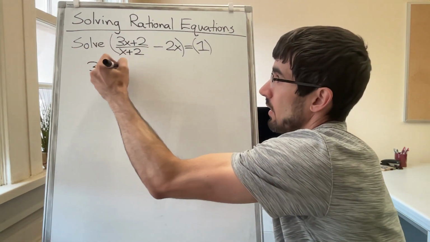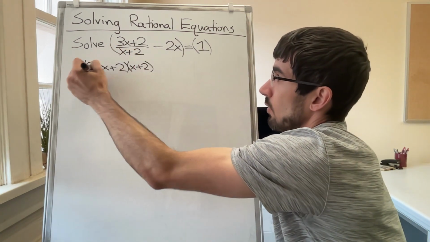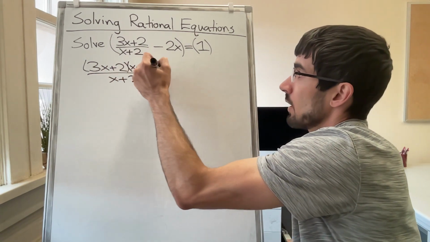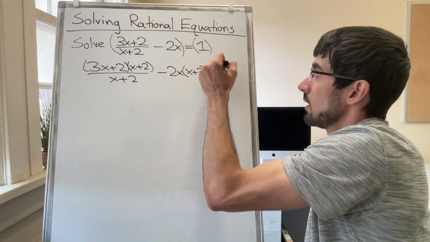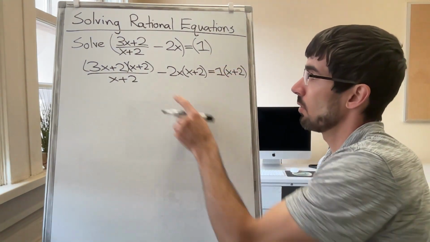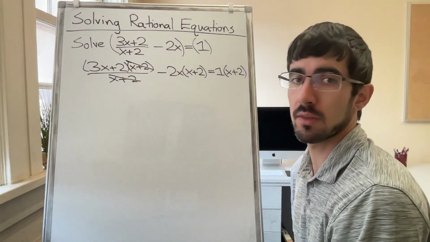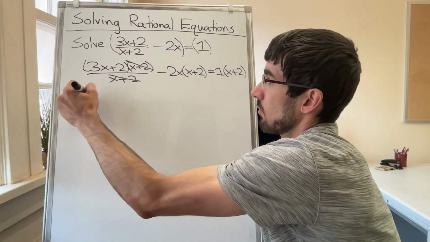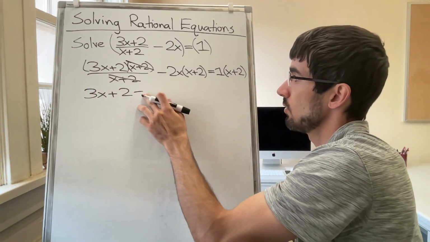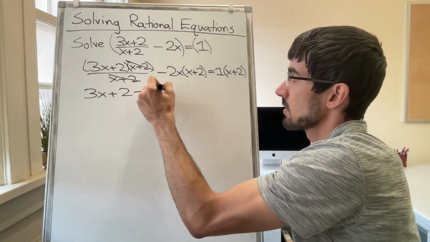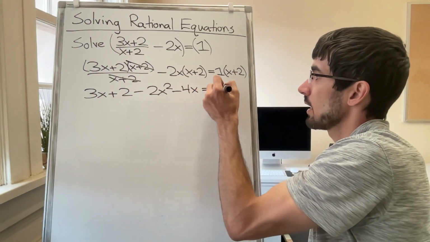What do we have after that? We have (3x plus 2) times (x plus 2) over (x plus 2) minus 2x times (x plus 2) equals 1 times (x plus 2). So everything got multiplied by x plus 2 here, and within this fraction, it divides with the denominator of the fraction. So now I can write my simple equation with no fractions. 3x plus 2 minus, here we have 2x squared minus 4x equals x plus 2.